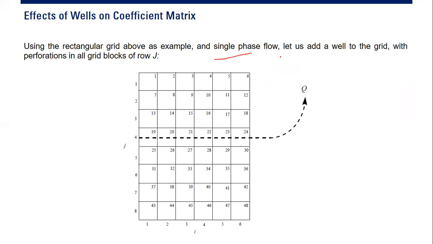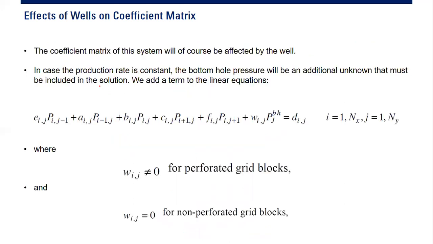So we have I here, and we have J, row J. We perforate all the grid blocks of row J here. We place a well there. We perforate all the grid blocks of row J. The coefficient matrix of the system will of course be affected by the well.